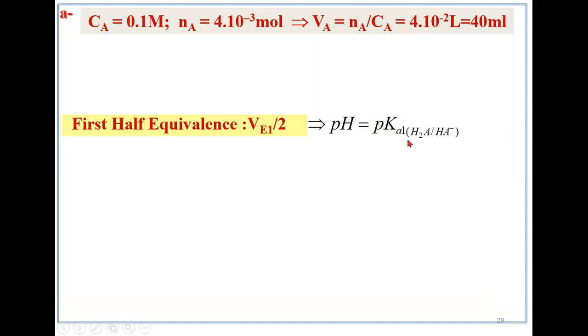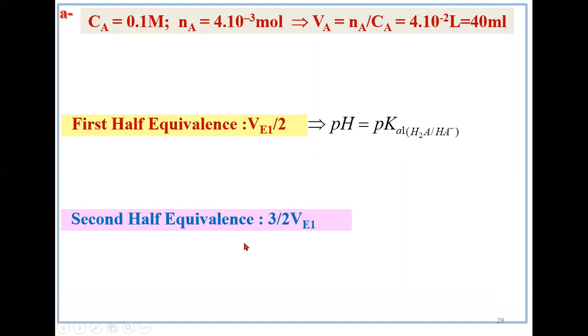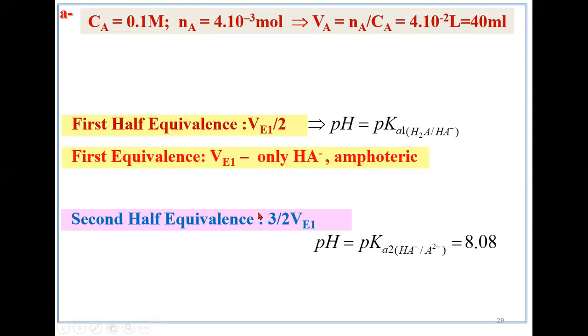At the first half equivalence, the pH expression is going to be equal to pKa1. You all already know that for all diacids. At the second half equivalence, you also know that the pH is equal to pKa2, which we already have a value for because they gave me what the pH is at the second half equivalence. Great, so we got that expression.